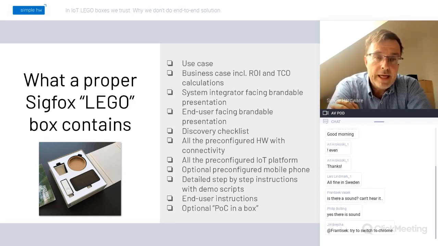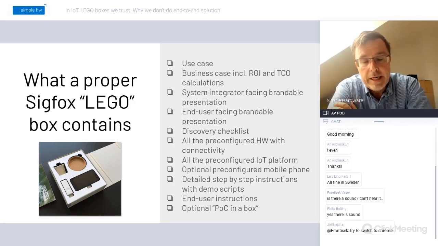Then it contains a discovery checklist. So basically, the checklist of how you should do discovery with the end customer, which questions you should ask, and what topics should be discussed with the customer. It contains all the pre-configured hardware with connectivity, and the pre-configured IoT platform.